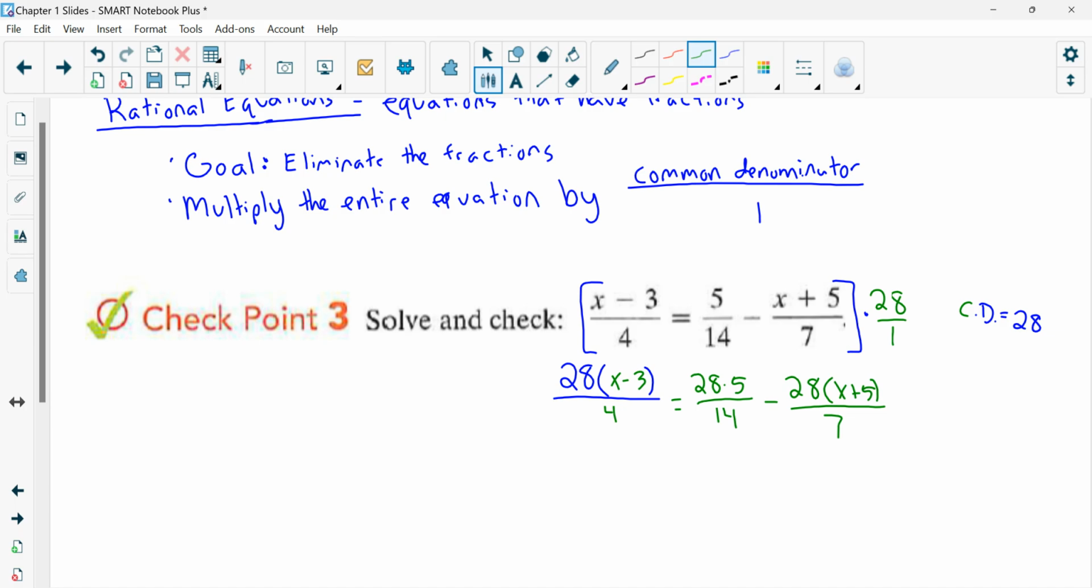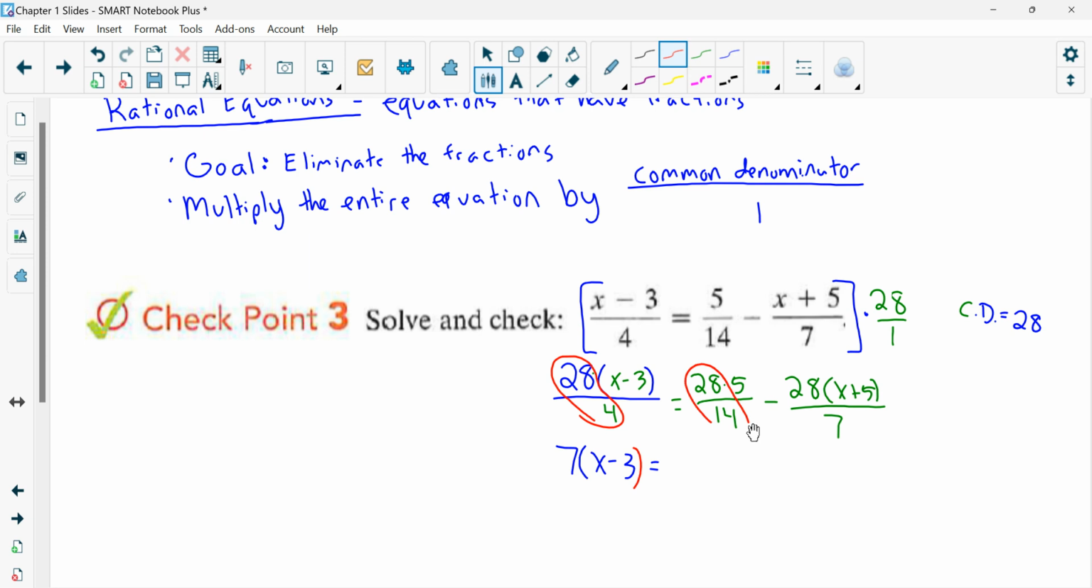Because now I should be able to reduce. Notice all this is factored. There's multiplication here, here, and here. So I can reduce those factors. I can take this 28 divided by 4. What's 28 divided by 4? 7. So I get 7 times the quantity of x minus 3. Notice that fraction's gone, right? That's what we wanted.